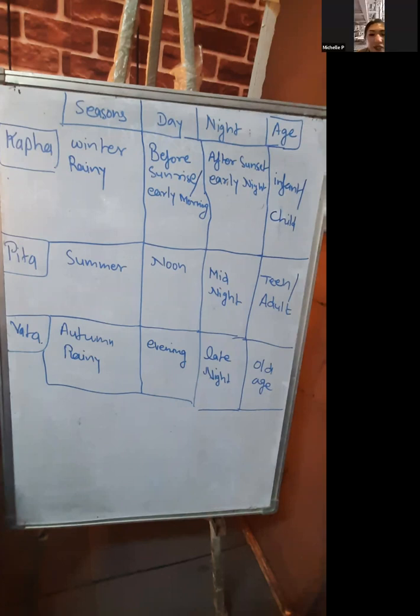You don't have spring? Spring is rainy. Is it Kapha or Vata? Sometimes in the spring there is cold. When there is a cold, it can be Kapha. But if there is a dry cold, it can be Vata. Dry cold is where there is dryness in the environment and cold is there.